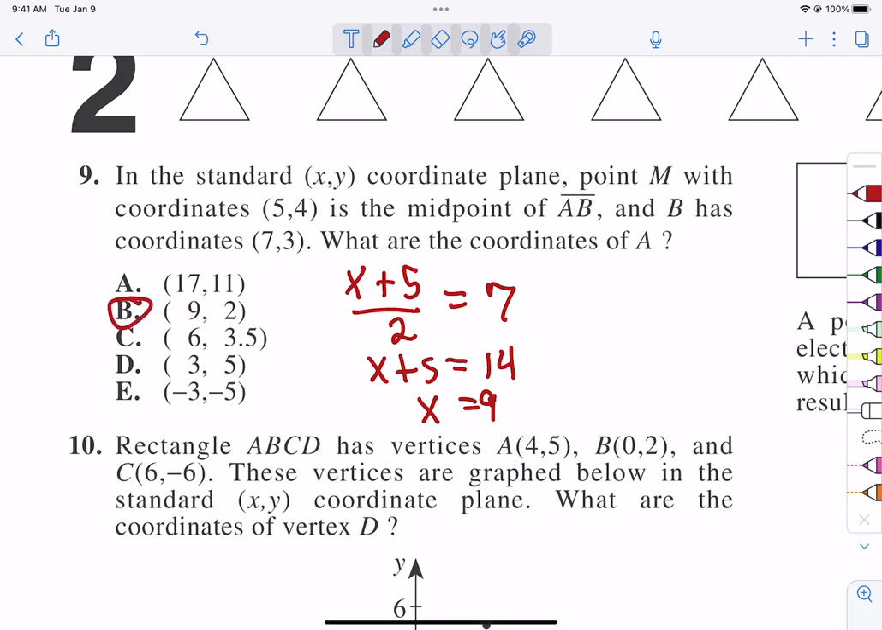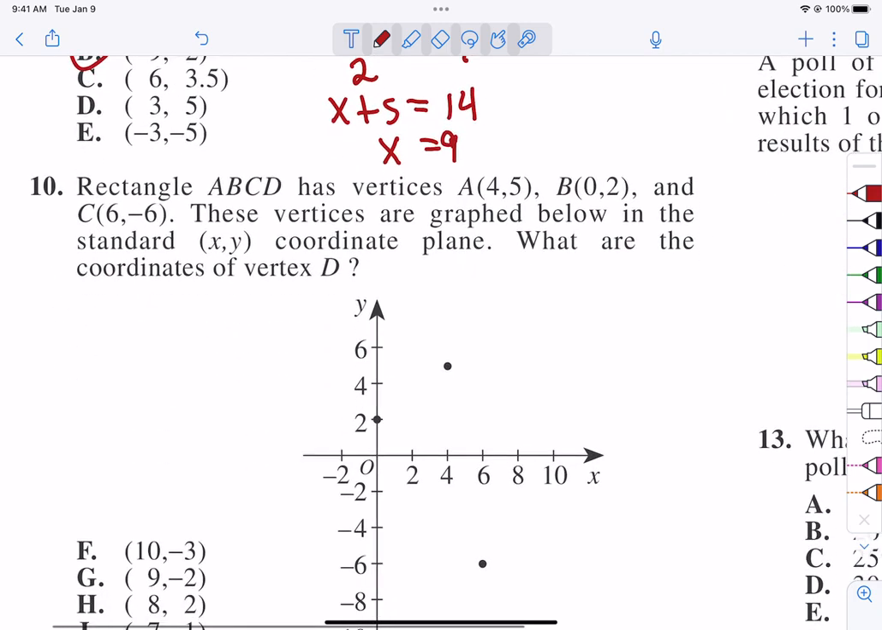Do we have to go on and find the other one? No. As long as our value for x was right, you're good to go. Now, why waste time doing the y value? Because, again, half the battle of the ACT is your time. Don't waste time. The only one that has an x value of 9 is B. Move on. Be done with it. Okay, let's look at 10. 10, you can use a little bit of facts about what we know about a rectangle.